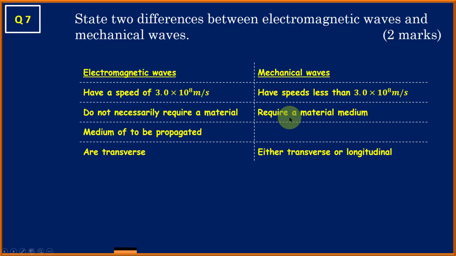But when it comes to mechanical waves, they definitely require the material medium through which they move, because they travel in that medium by making use of the particles of that medium. So there is no way you can have sound waves traveling through vacuum, because there are no particles which are going to produce compressions and rarefactions. Now, the other difference is that all electromagnetic waves are transverse in nature, but mechanical waves could either be transverse or longitudinal. So those are some of the differences.